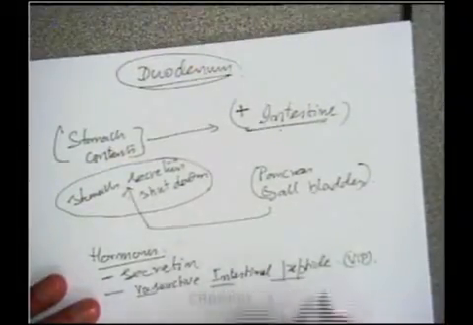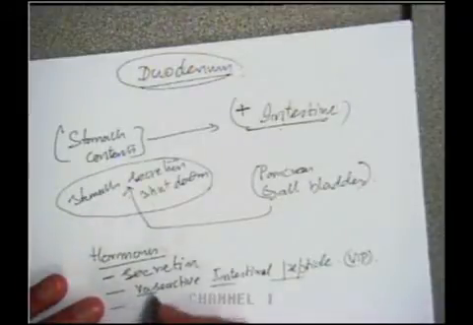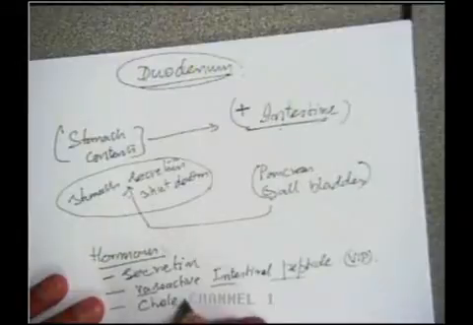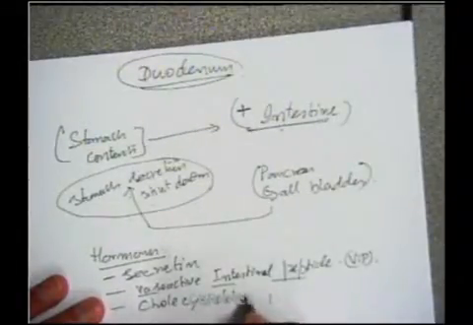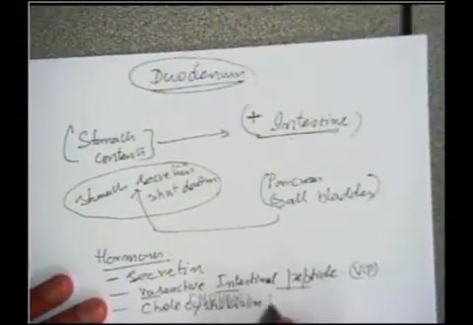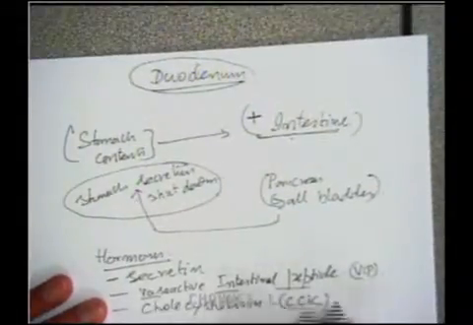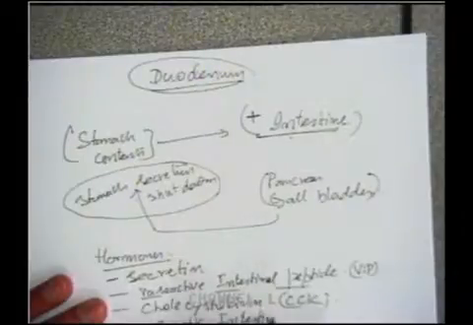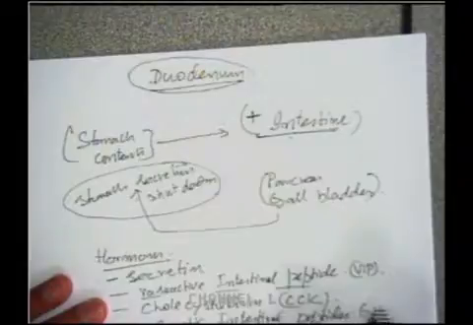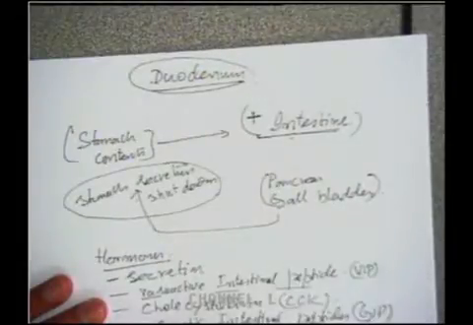Another one is cholecystokinin, otherwise called CCK, another hormone. Then another hormone is gastric inhibitory peptide, otherwise GIP. Okay.